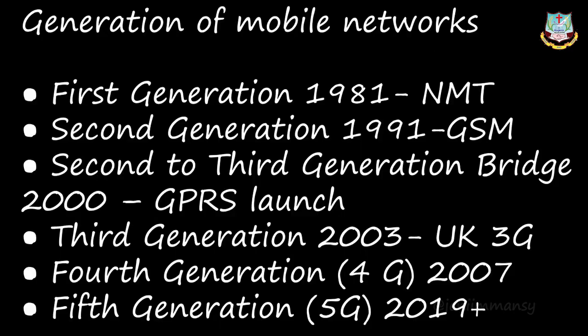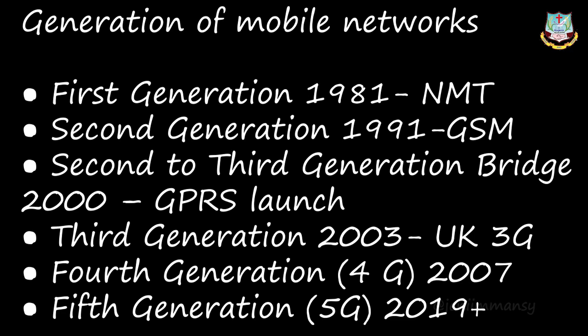The generations of mobile networks: the first generation, 1G, is 1981, that is NMT, Nordic Mobile Telephone. We'll see this in detail; now I'm just saying the headings. The second generation, 2G, in the year 1991, is GSM, Global System for Mobile Communication. Between the second and third generation is the bridge, 2.5G, in the year 2000, that is GPRS, General Packet Radio Service.